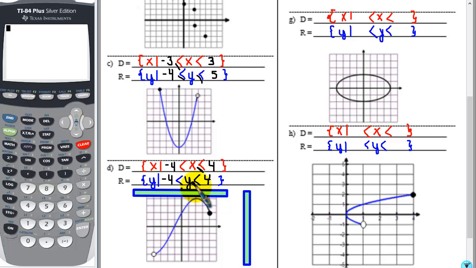Okay, right there. Good. So now go ahead and take a moment and stop the video and try letter G and H, and then restart the video to see if you got the right answers.